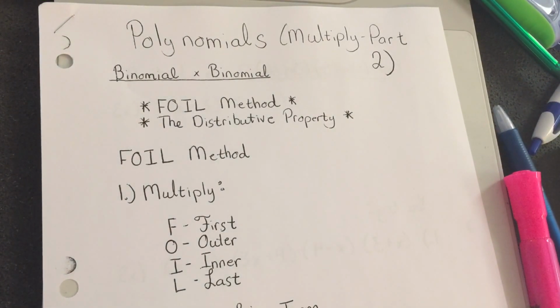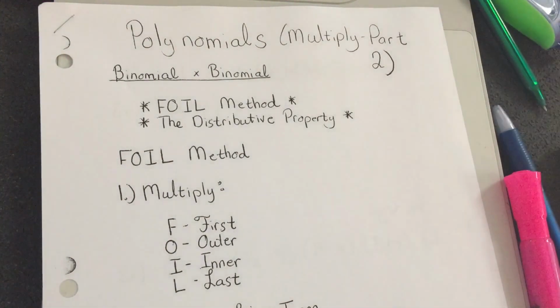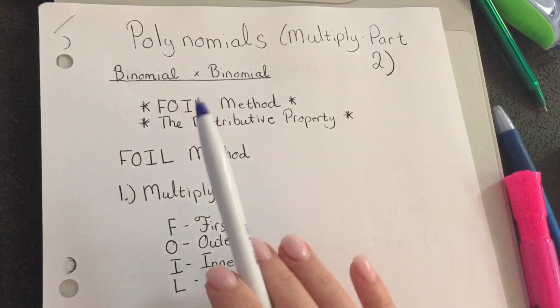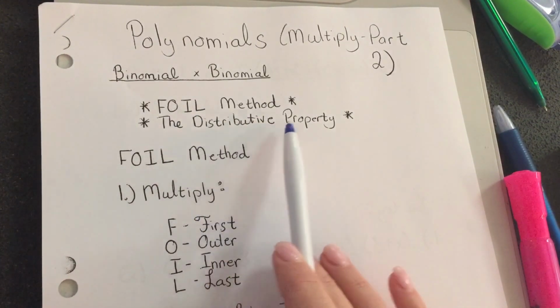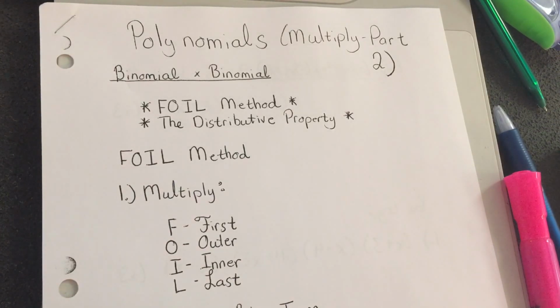All right, today we are going to do multiplying polynomials part 2. So we're going to talk about multiplying a binomial by a binomial. That means you have two terms in one set of parentheses and two terms in the second set of parentheses. Now there's two different methods that you can use. You're either going to use the FOIL method, which is what I'm going to show you today, or the distributive property, which we should be familiar with.